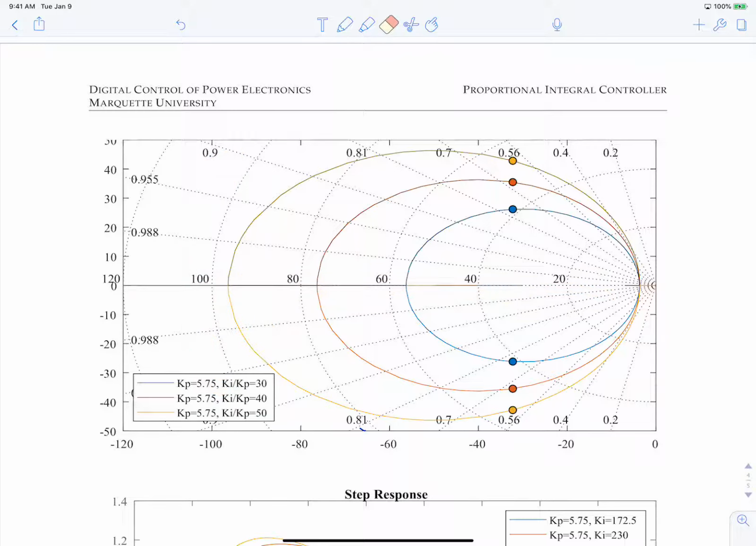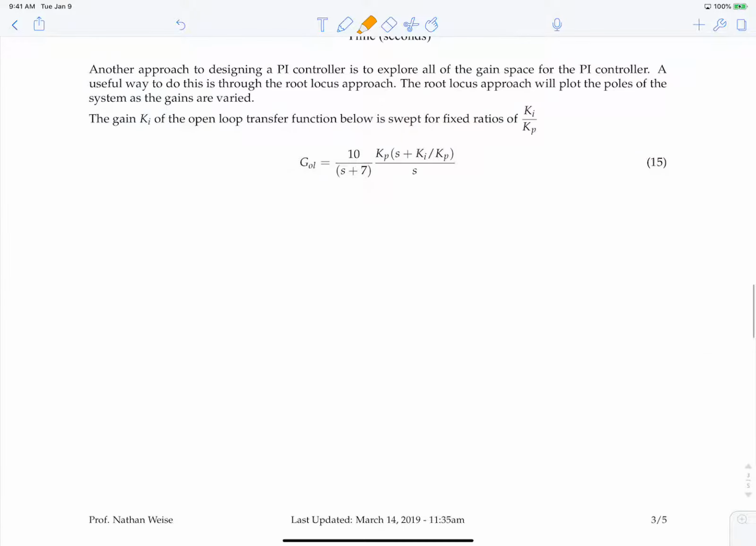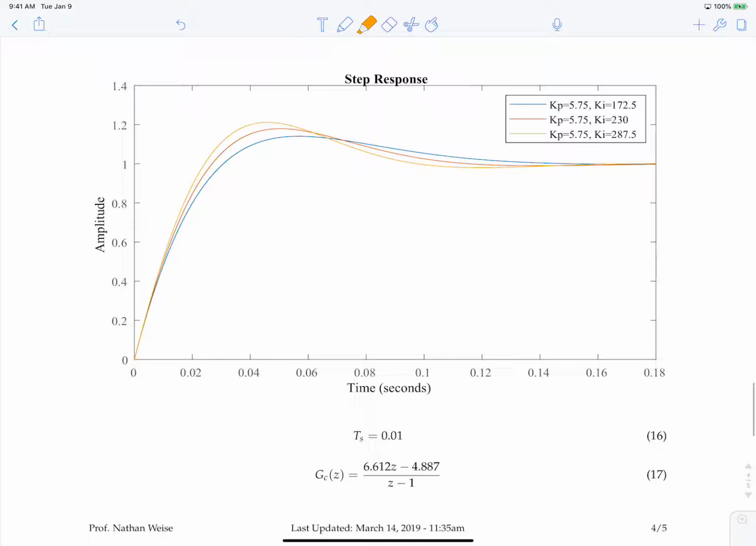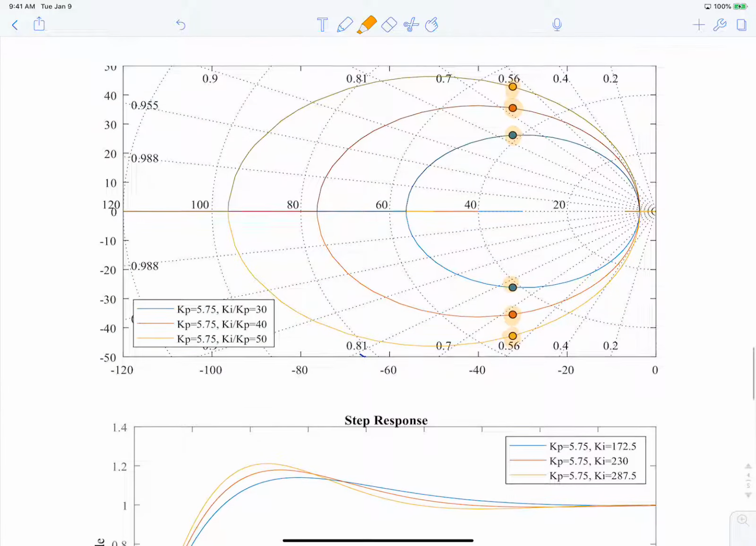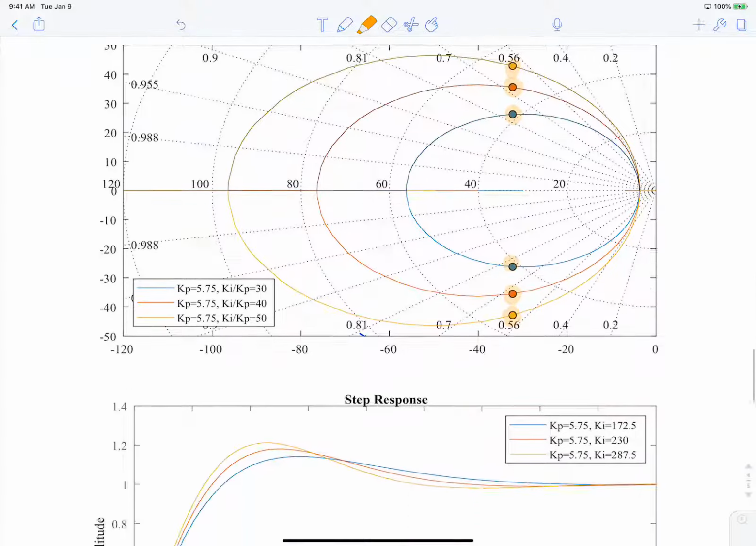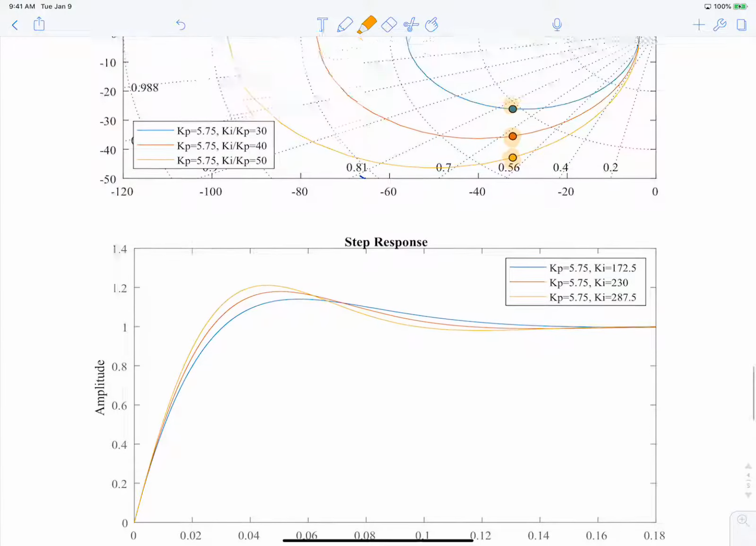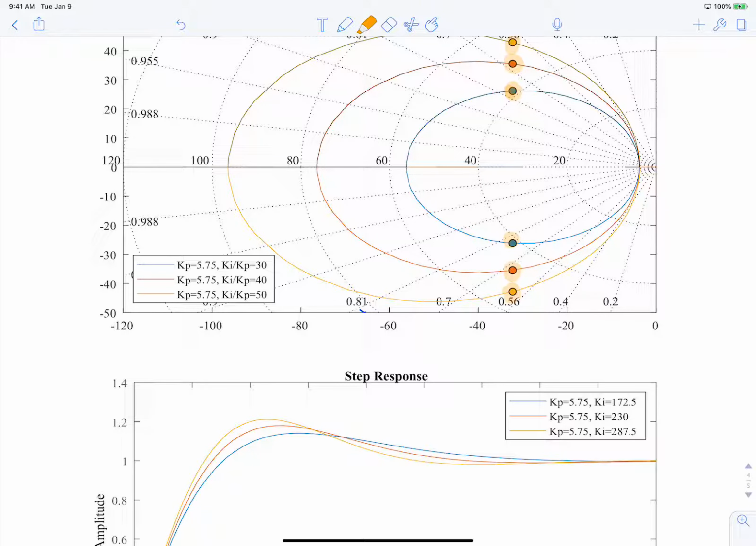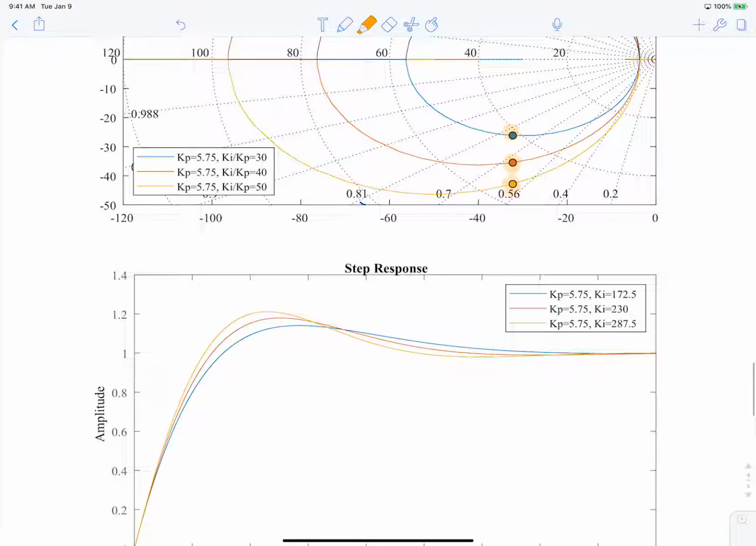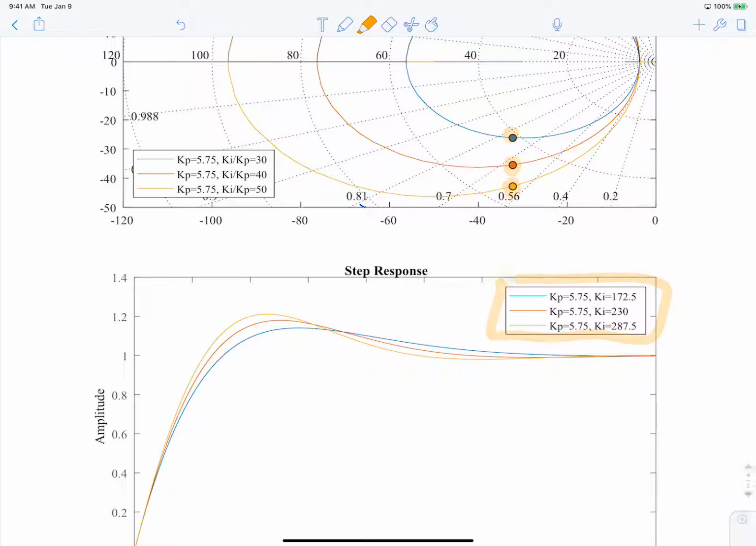Now, what I have done is pick 3 arbitrary values here for Ki and Kp. So I have one here, here, and here. And these are complex conjugate pair poles. So if we go back here quick and look at our closed loop response, we have a complex pair pole. All right, so what I've done is plotted the step response for these 3 points. So this blue, this red, and this orange. And these are the associated Ki values now.